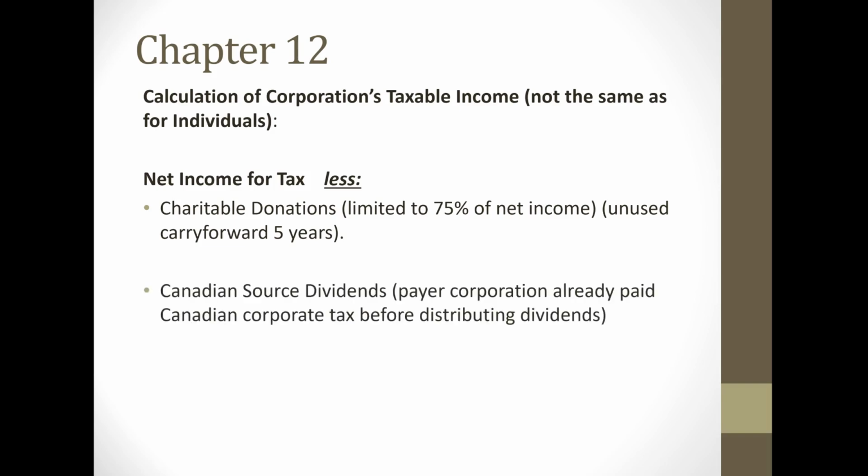Moving on, Canadian source dividends. Now remember, dividends are paid after tax. So if you're a corporation and you have investments in another corporation and you receive dividend income from that investment, the payer corporation would have already paid corporate tax on that amount before they paid their shareholders dividends. So the government doesn't want to tax the dividends twice at the corporate level. So a corporation that receives Canadian source dividends gets to deduct those when they calculate taxable income.